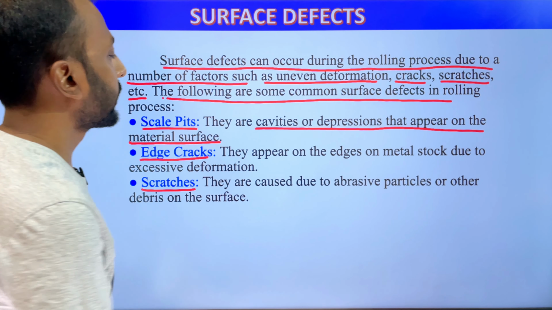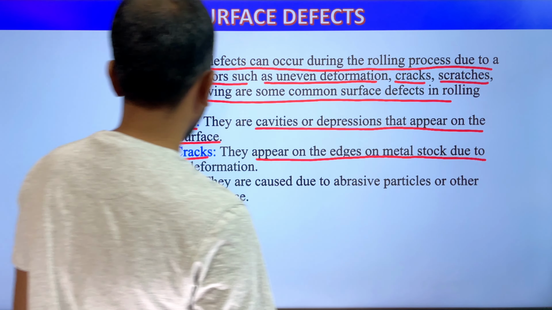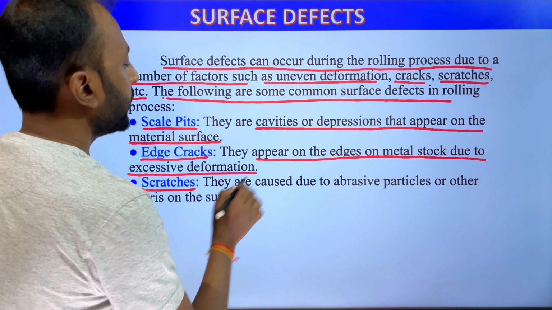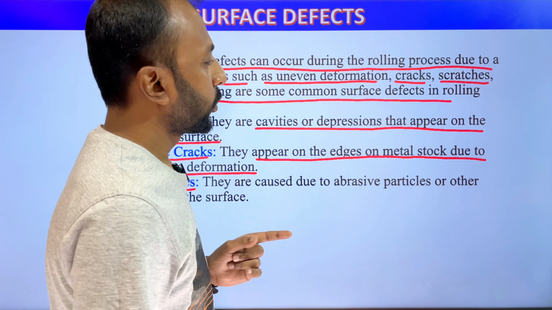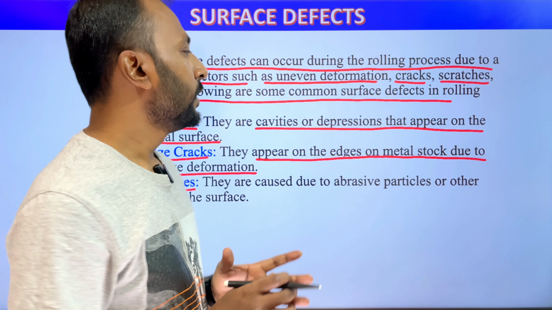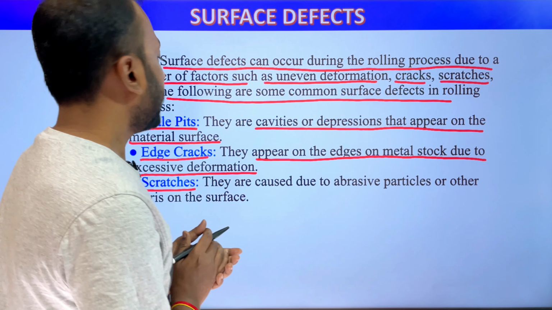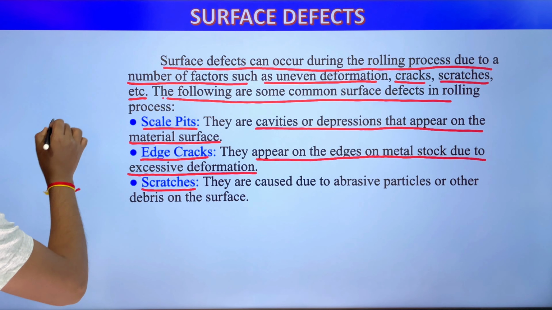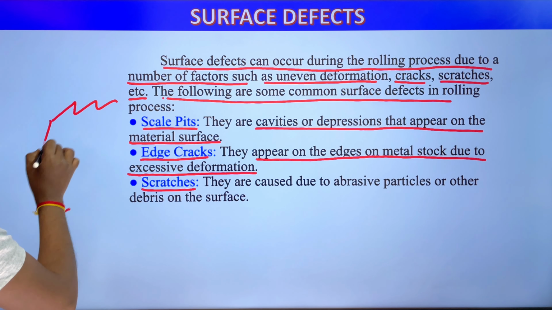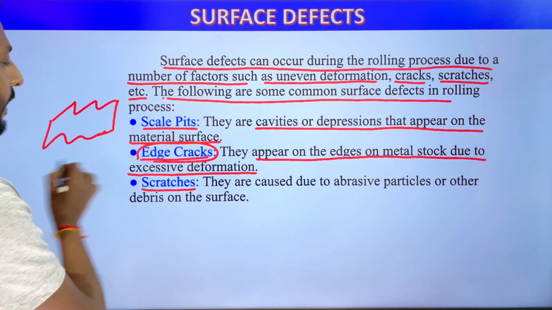Next is edge crack. Edge cracks appear on the edges of metal stock due to excessive deformation, especially when we are doing the cold rolling process. If we want to deform the material on a large scale, then the edges of the material can be cracked like this. Then edge cracks may appear.